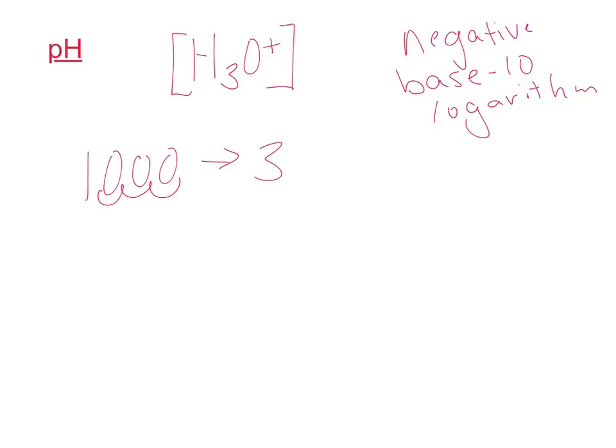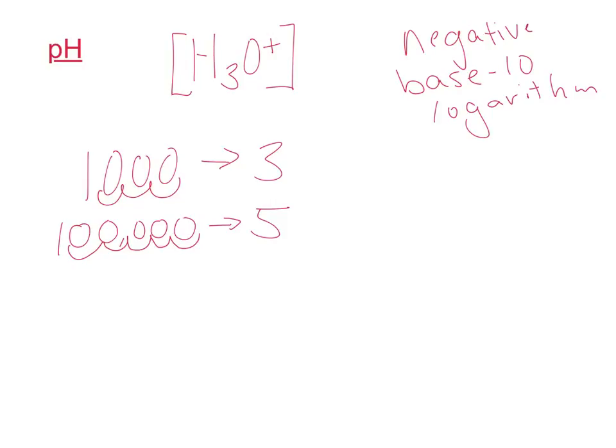Now let's do another one. So if you have a number like 100,000, okay, the base 10 logarithm for this number is 5, because, look, 1, 2, 3, 4, 5. Moving over 5 decimal points gets you to a base 10 logarithm of 5.